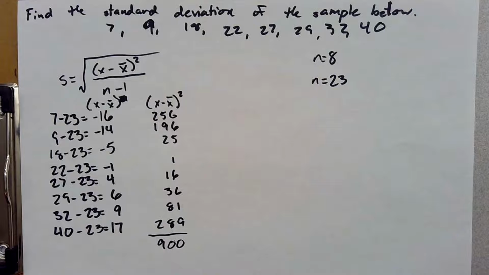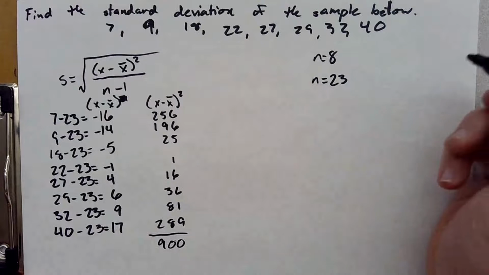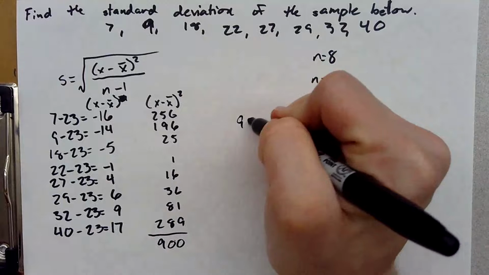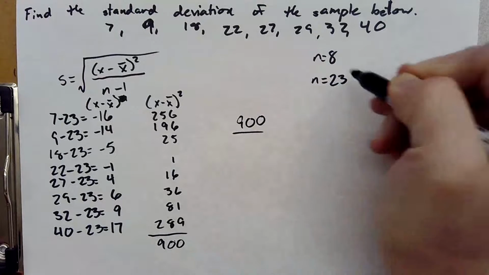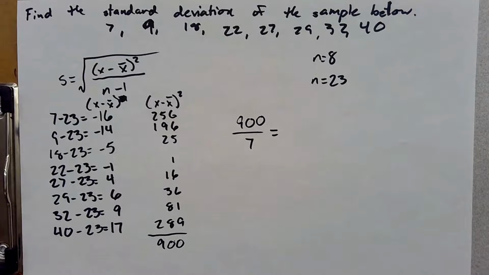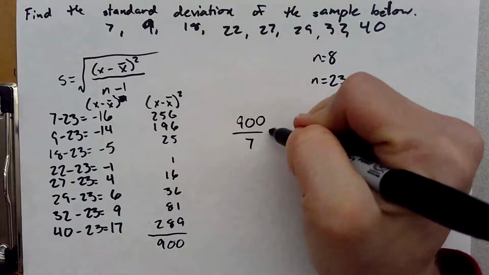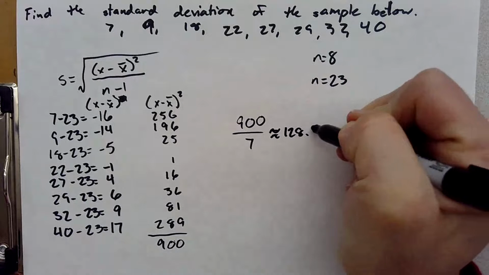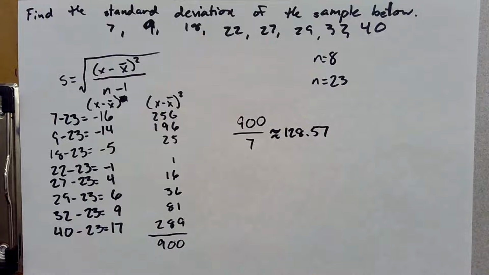Next, we divide this by n minus 1. N is 8, so n minus 1 is 7. That gives us approximately 128.57. But here is an important thing. We should not round that value and then take the square root. We should take the square root before rounding.